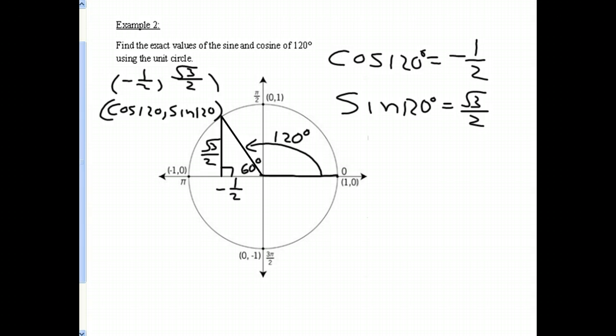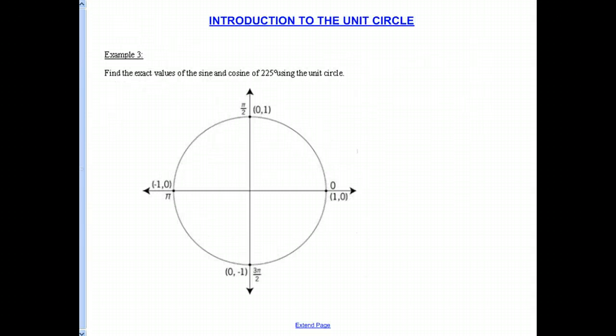Let's do one last problem. So find the exact values of the sine and cosine of 225 degrees using the unit circle. So 225 degrees should be somewhere about here. And there's our 225 degree angle. What we want to do is find the reference angle, and you might notice the reference angle is 45, because 180 plus 45 will give us 225. In order to find the sine and cosine of 225, we need to find the coordinates of this point. We know that the cosine of, well, we have to drop our perpendicular, so let's drop our perpendicular.